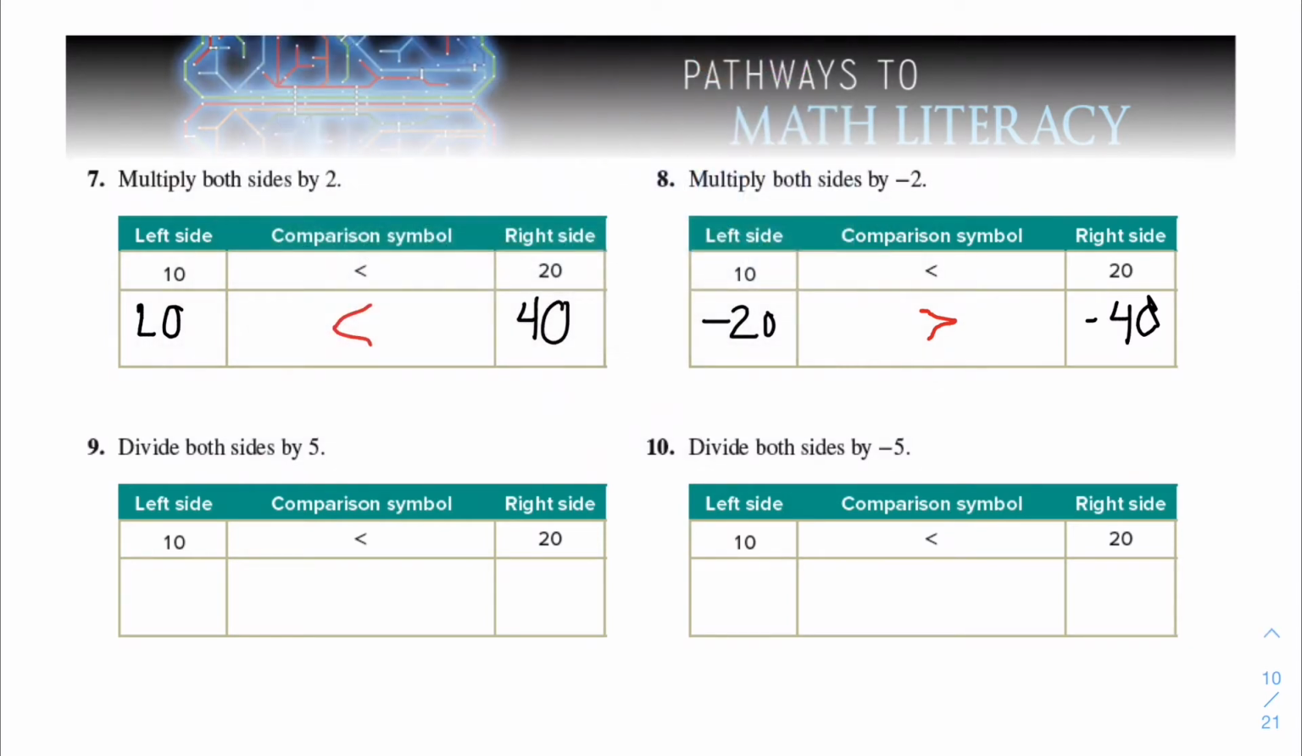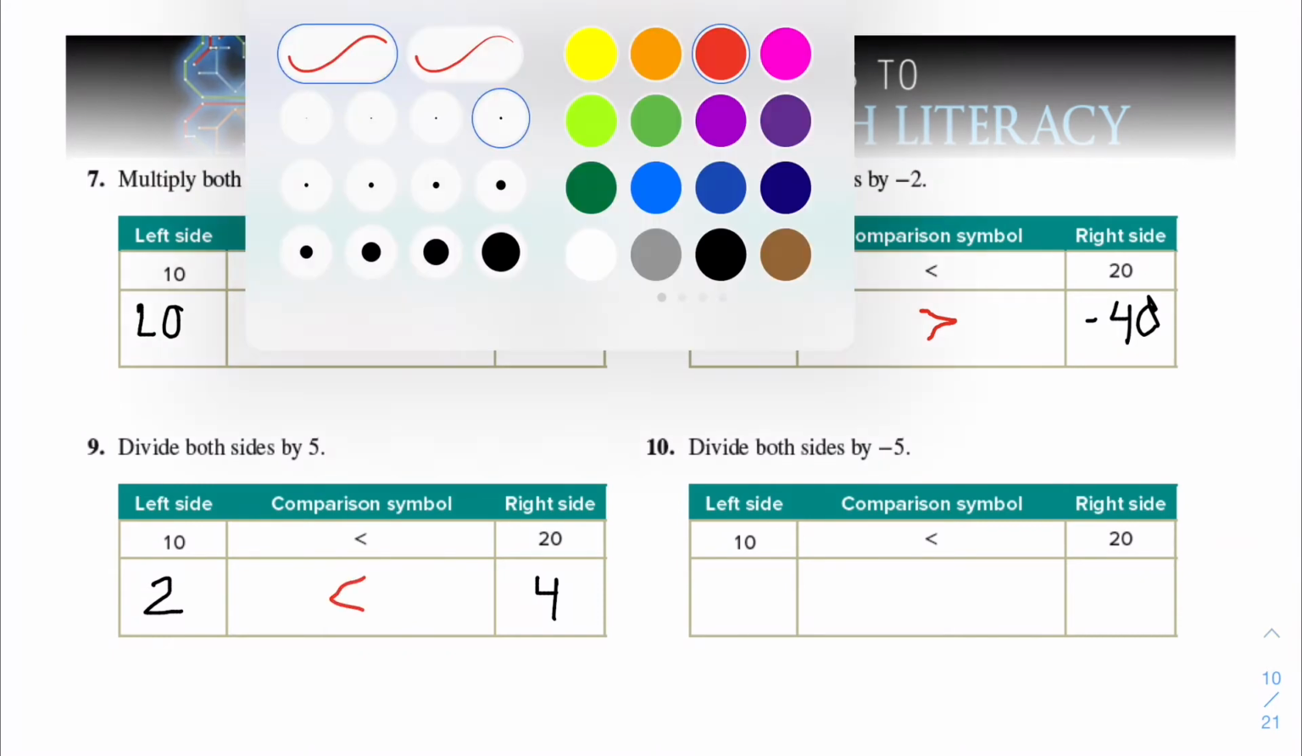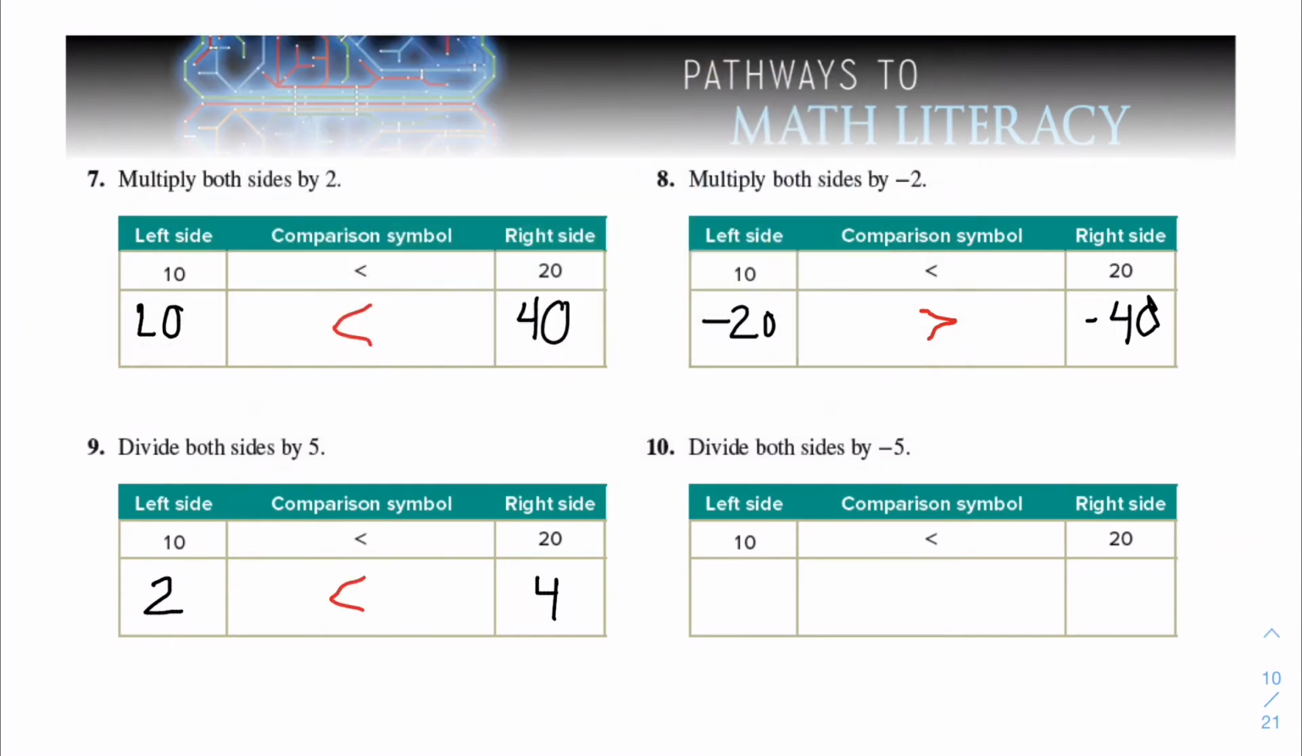So let's see if that happens with division. Let's take this inequality, divide by 5. So 10 divided by 5 is 2. 20 divided by 5 is 4. So same thing, this inequality doesn't change. Now when you introduce that negative, 10 divided by -5 is -2. 20 divided by -5 is -4. So same thing happens with the negative number. It causes it to flip. Okay?